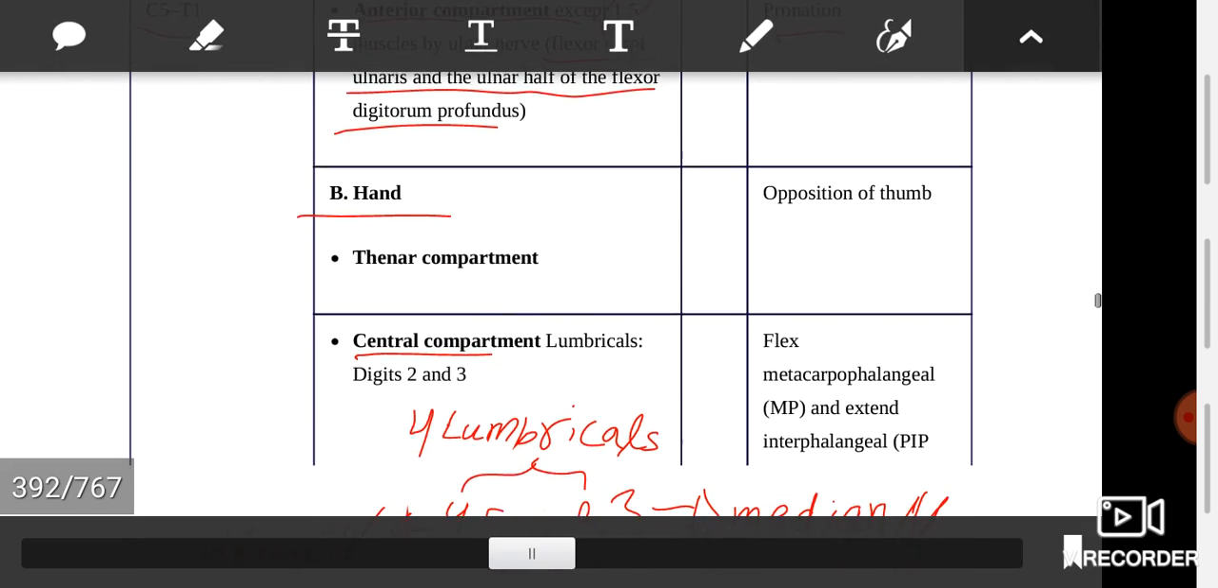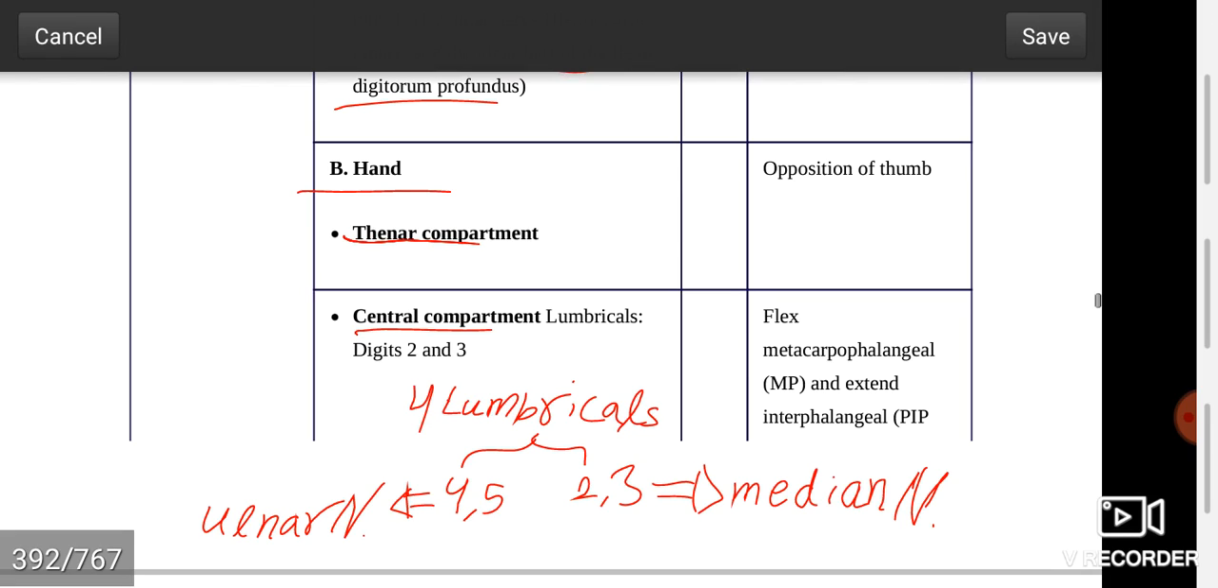In the hand, the thenar compartment is innervated by the median nerve. The thenar compartment is also called the thenar eminence, which is located at the palm of the hand near the thumb. This thenar compartment has 4 muscles. Of these 4 muscles, 3 are innervated by the median nerve, and 1 is innervated by the ulnar nerve. One muscle in the thenar compartment is the opponens pollicis, which is responsible for opposition of the thumb and is innervated by the median nerve.